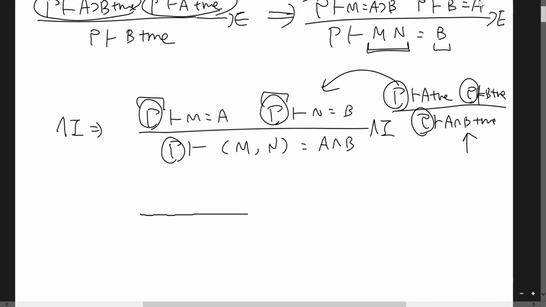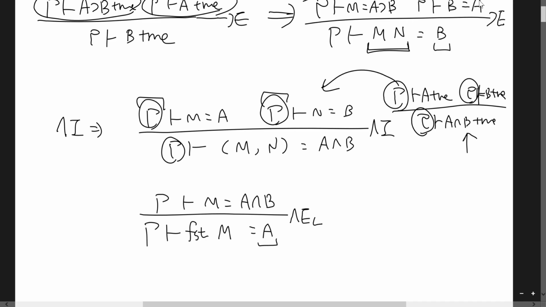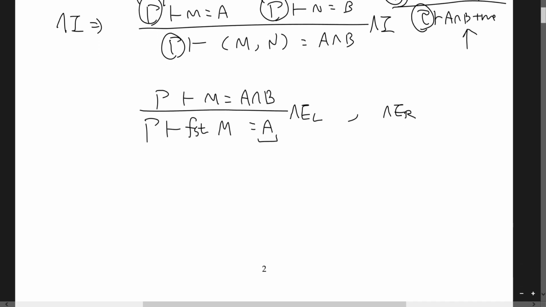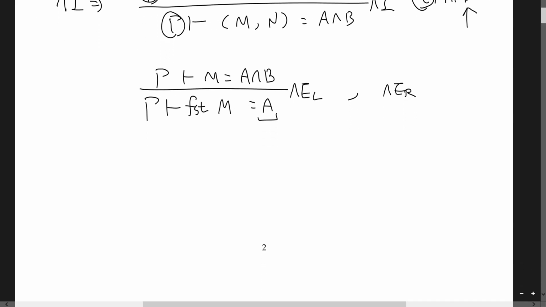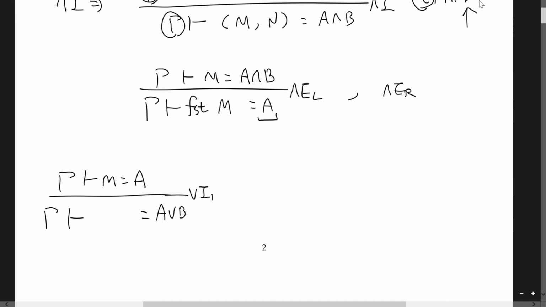For conjunction elimination rule, suppose that we have M of type A conjunction B. Then we can apply projection operator obtaining the first element, and then it's going to have a type A. This is the conjunction elimination rule, left rule, and there's a symmetric case, conjunction elimination right rule. What about disjunction? Suppose that M has a type A, then we can obtain a proof term of A disjunction B by applying disjunction introduction left rule.